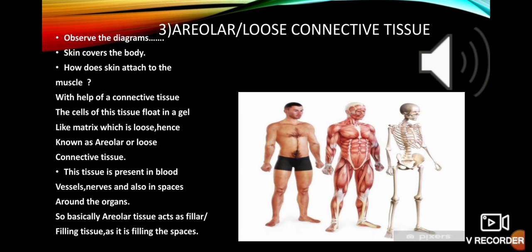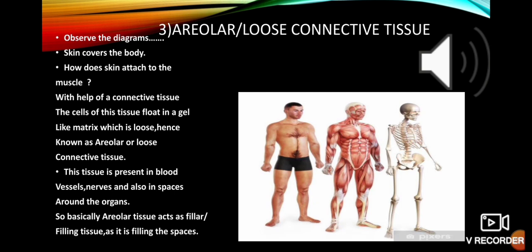This connective tissue is also present in the blood vessels, in nerves, and in spaces between the organs. Now you might know that different types of organs are present in the body. These organs are not very close to each other. They are far from each other. So there needs to be some packing material between them, or these organs need to be packed by some tissues. So basically this areolar connective tissue helps as a packing material or a filler tissue. It is filling the gaps.